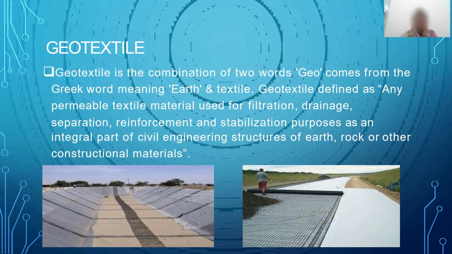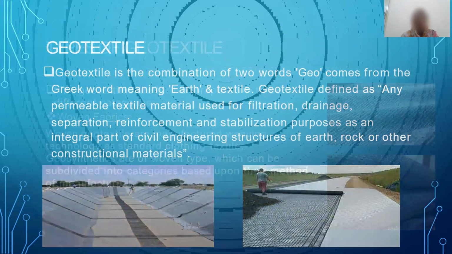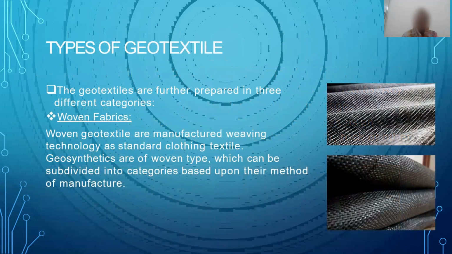We also have some types of geotextile. It has basically three types, that is woven fabric, non-woven fabric, and knitted fabrics. First of all, what is woven fabric? Woven geotextiles are manufactured using weaving technology, as in standard clothing textile. Geosynthetics are of woven type, which can be subdivided into categories based upon their method of manufacture.